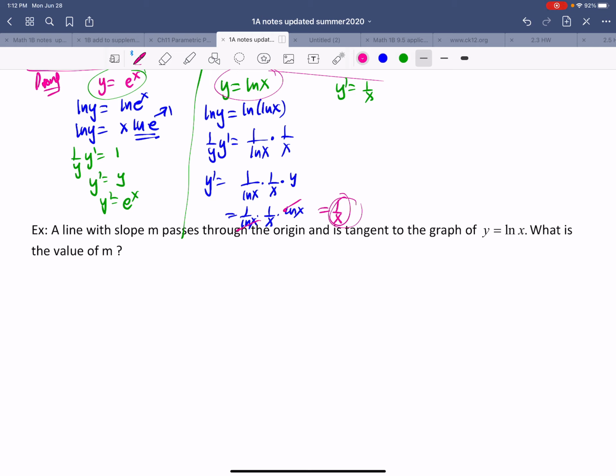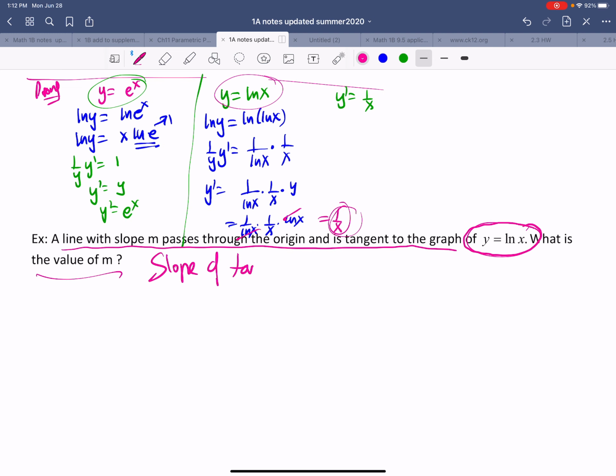Okay, one more example. Let's check this out. A line with the slope m passing through the origin is tangent to the graph of y equals natural log of x. What is the value of m? So we're looking at a tangent line to this function. What is going to be the slope of the tangent line? The slope of the tangent line at a point is going to be the derivative, which is 1 over x. We're looking for the value of the slope.